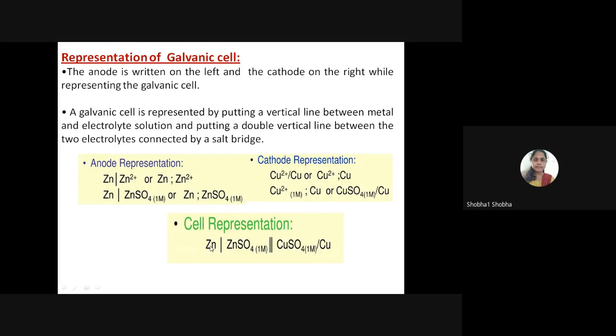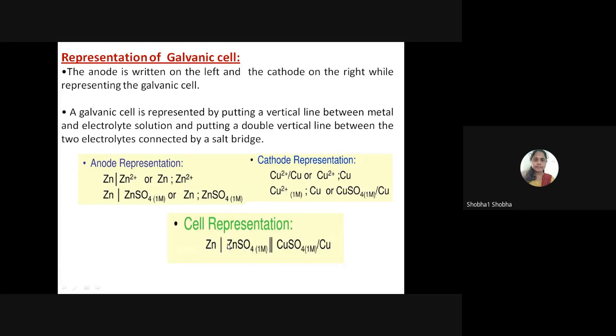So this is my full cell representation. Look at this: zinc, that means metal, electrolyte, and salt bridge. So this half cell is separated from the other half cell by keeping two vertical lines. Then electrolyte and metal. So the right side should be cathode and the left side should be anode. For this sake, even in the electrochemical cell, I have used the right side for the cathode dipped, right? And the left side only for the anode. I use the same notation here. So you have to practice writing the cell representation in this manner.